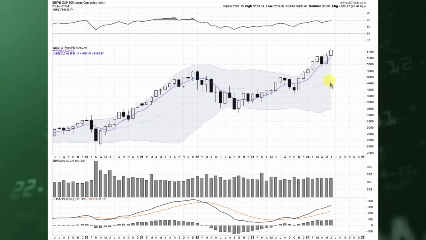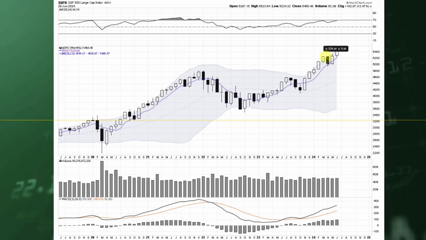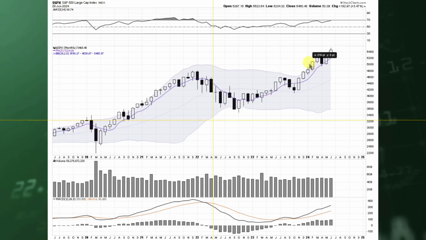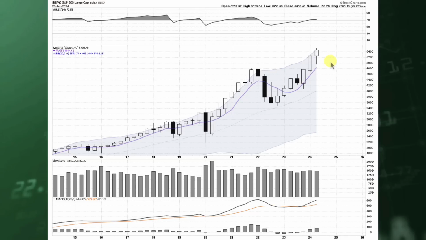Now, if we look at the monthly time frame, same situation. We're kind of breaking out and we close at another monthly all-time high in the S&P 500. We're above the monthly and quarterly 5 EMA, albeit we're a little disconnected on the quarterly time frame. So typically you'll get a connect. If we get too extended from it, we can snap back at some point.